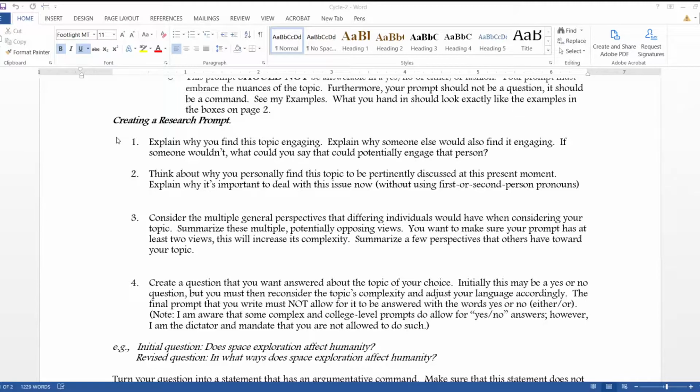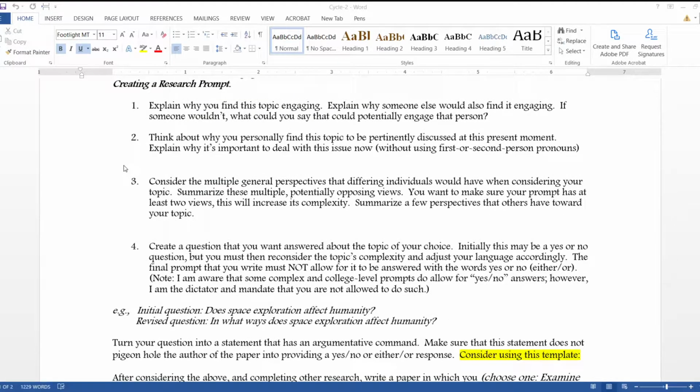And then if somebody wouldn't find the topic engaging, what could you potentially do or say to actually engage that person? Because that's where we need to actually start with our prompt, because that's what you need to do when you start an intro paragraph anyway. Get some information out there that is engaging.